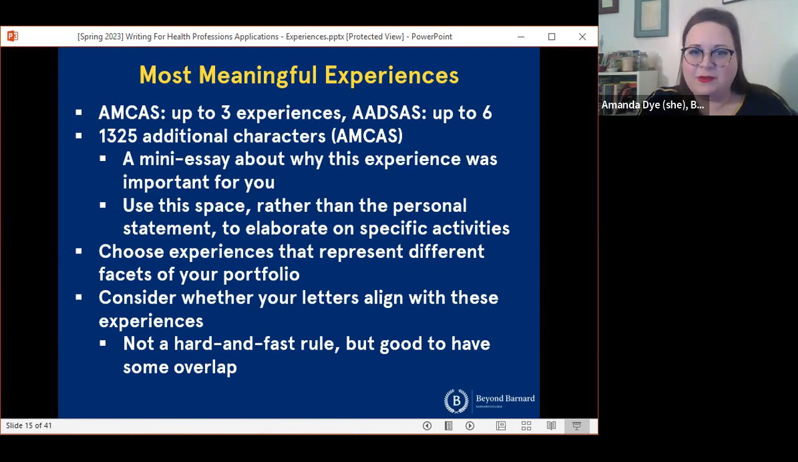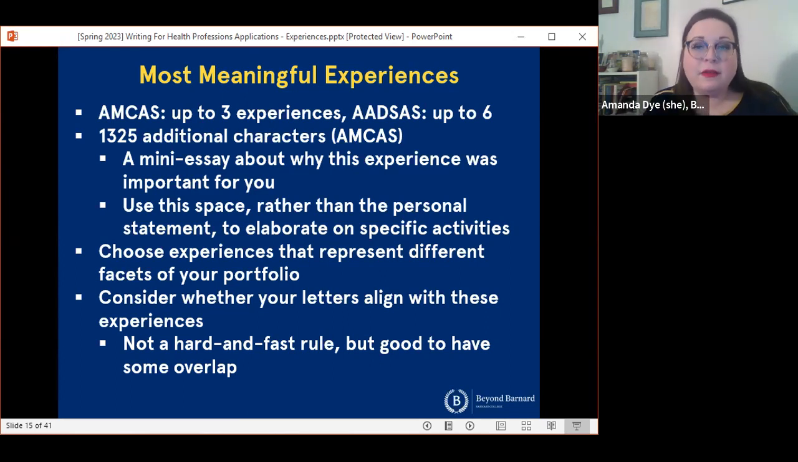This is one of the main reasons why I think it's so helpful to focus the personal statement away from cataloging activities, because you get so much extra space, especially in the AMCAS application, to really reflect individually on experiences and to talk a little bit about why this particular experience has been formative or important for your development as a pre-health student. So for these experiences, it's really important to try to choose experiences that represent different facets of your portfolio, thinking about breadth.